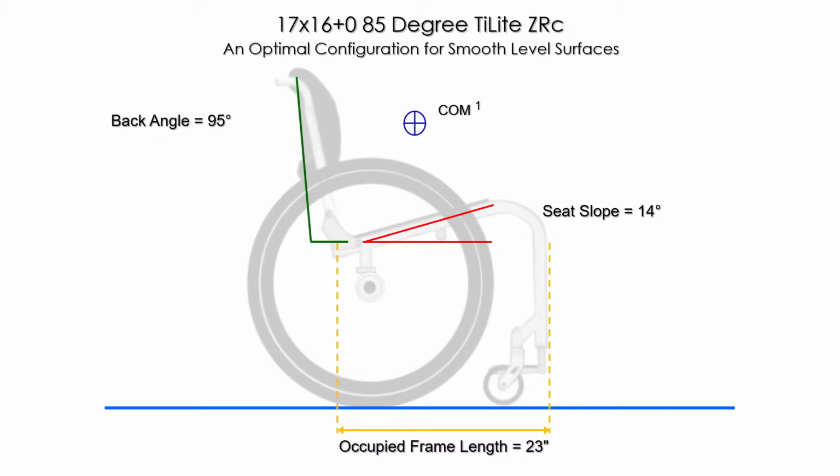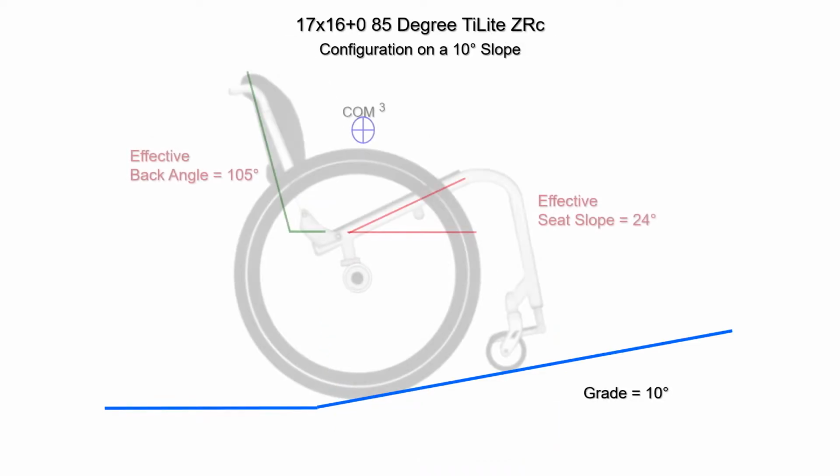3.5 forward. And my frame length is a little bit shorter than normal because I didn't know that Tilite started their bend before a Quickie, and I used a Quickie to spec my chair, but I didn't tell any of my patients that. So what happens when I'm on a 10-degree slope? What happens to my effective back angle? It's 105 degrees all of a sudden, and my seat slope is now 24 degrees.